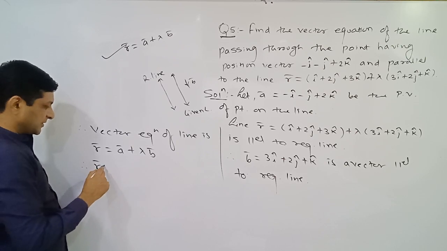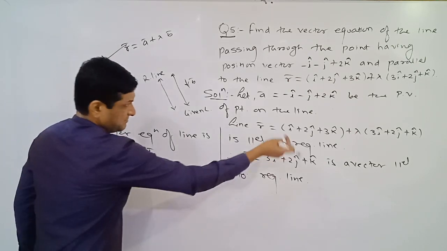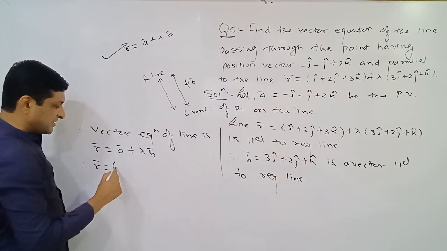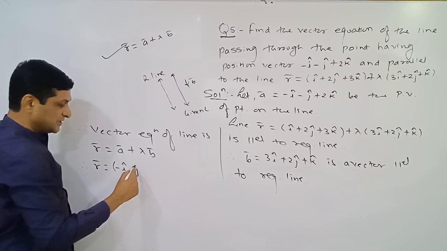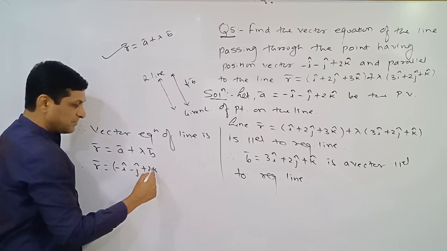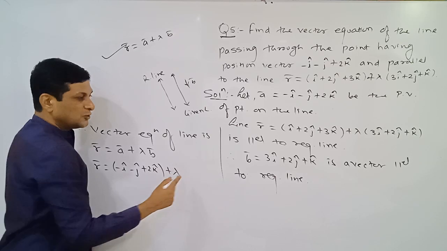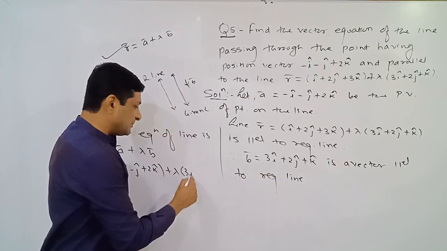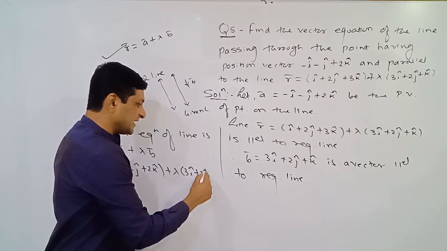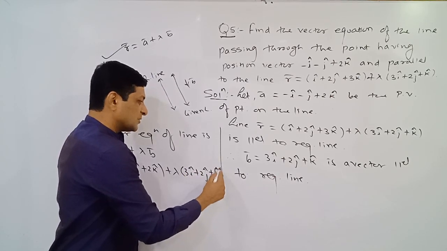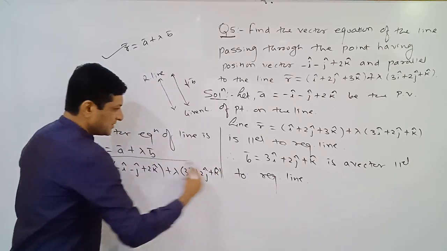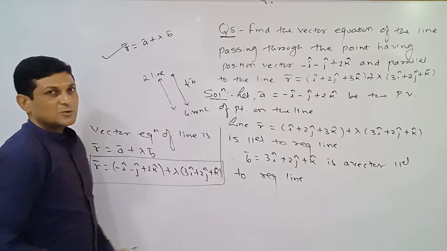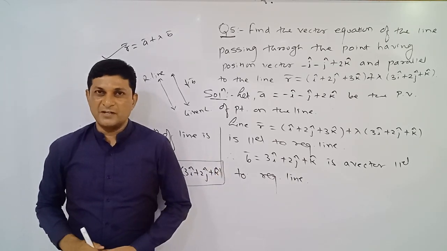The remaining part is just to substitute the values. Replace a bar by its value. The value of a bar is minus I cap minus j cap plus 2k cap plus lambda into b bar. And what is the value of b bar here? 3I cap plus 2j cap plus k cap. So in this way we have got the equation of the required line from the given conditions.